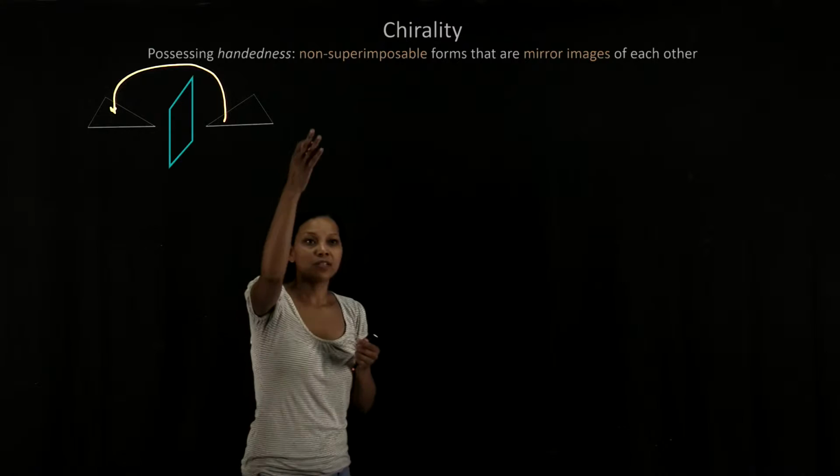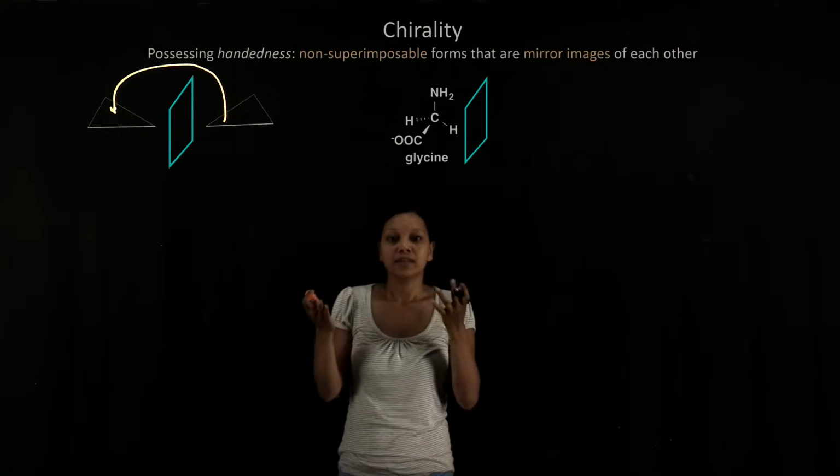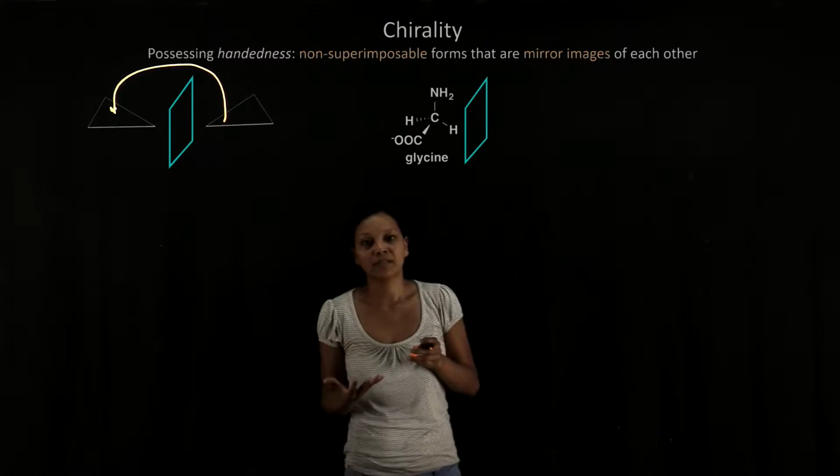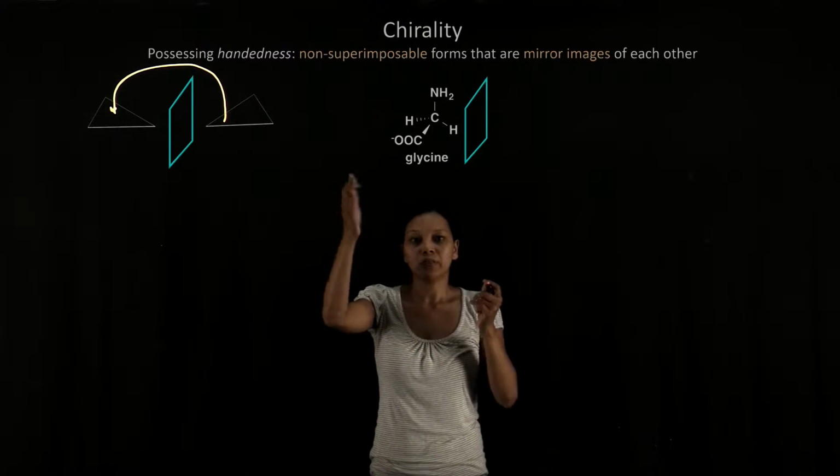An example of this is the amino acid glycine. Now, the amino acid glycine is a prebiotic building block. It's something that's in our bodies. It's one of the amino acids in our bodies. And so it is a building block of life, basically.